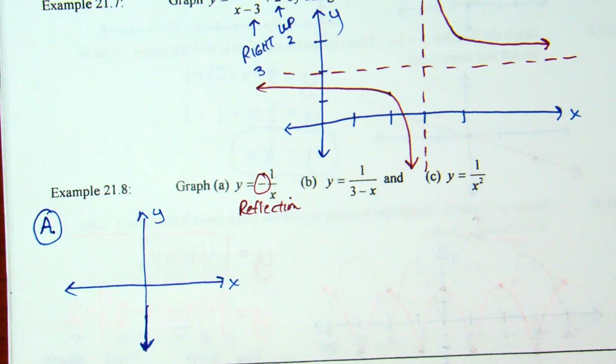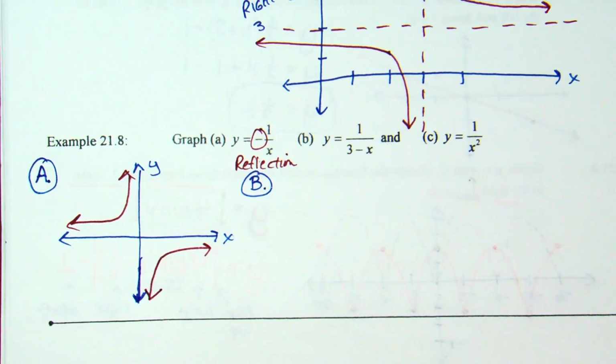Thoughts on B? It's reflected and add 3. It's reflected and shifted to the right. This is where it gets tricky. My recommendation on this one, because these are a struggle.